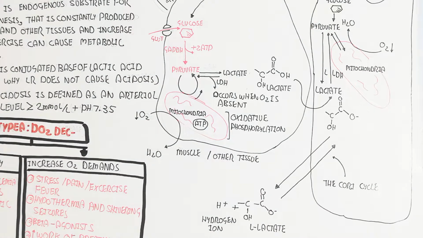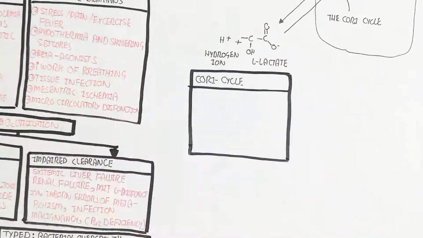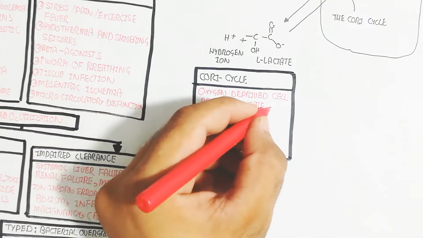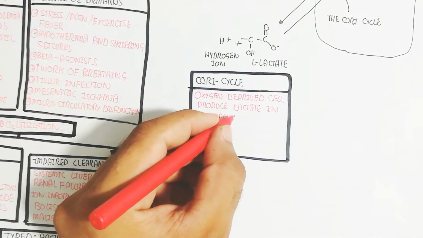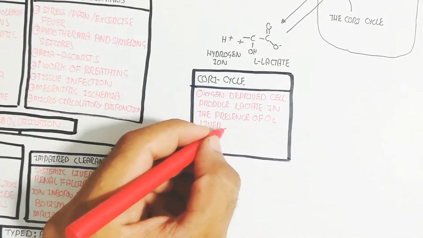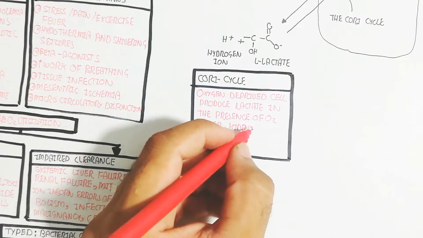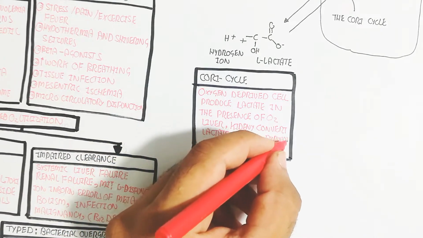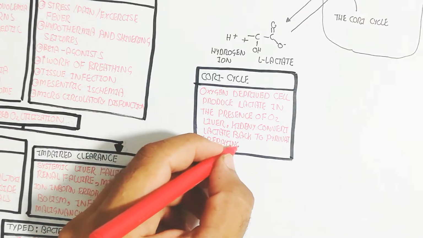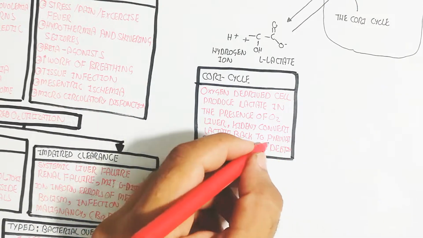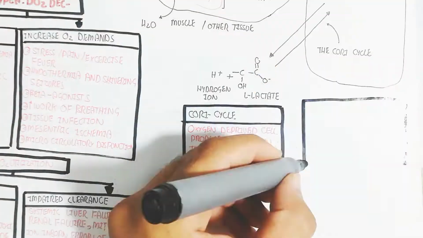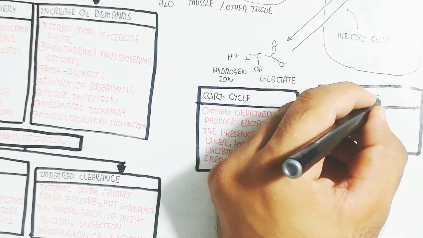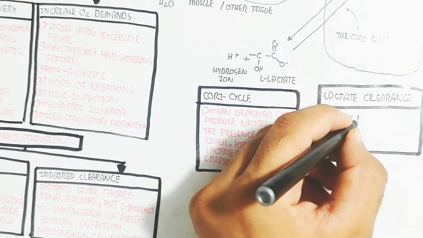So the Cori cycle is that the oxygen-deprived cell produces lactate. In the presence of oxygen, the liver and kidney convert lactate back to pyruvate, which is basically repaying the oxygen debt. So in this way you can understand the conversion of the lactic acid back into pyruvate and its reuse. That is known as the Cori cycle. We will discuss it in the next video.